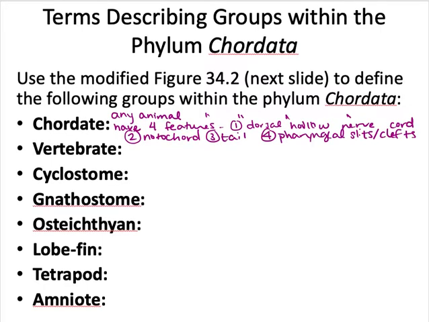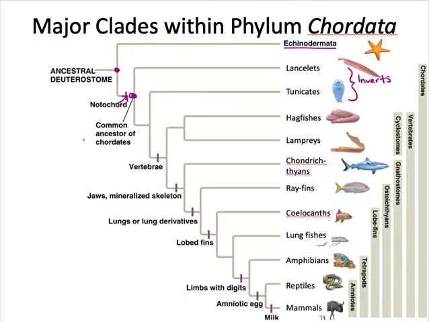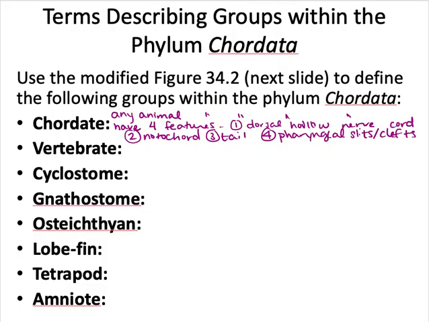Okay, and so now vertebrates are going to include everything from the hagfish down to the mammals. And so with this lineage, we see the development of vertebrae or a backbone. So to define a vertebrate, we would say it is a chordate with a backbone or vertebrae.